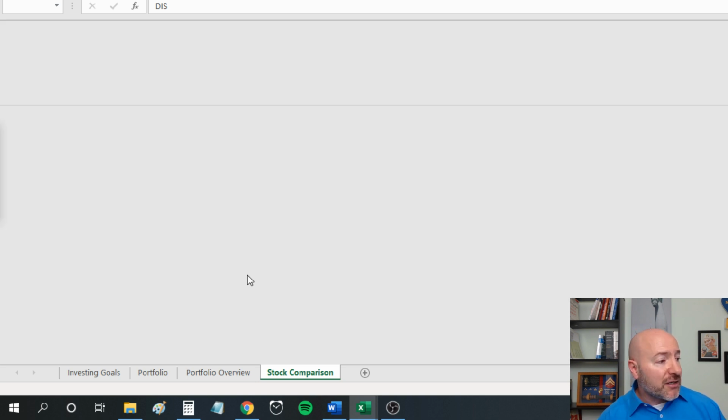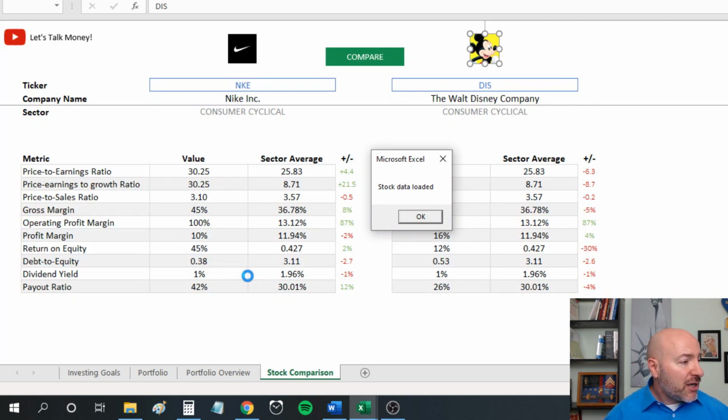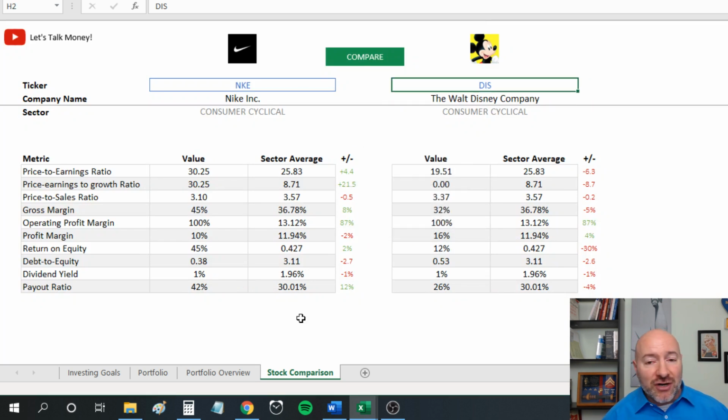But what I love about this, and what you won't find on any other spreadsheet, is it's also going to show you the sector average. Okay, so it's going to show you the price to earnings for all of these operation or profitability metrics, payout ratio, all this stuff.